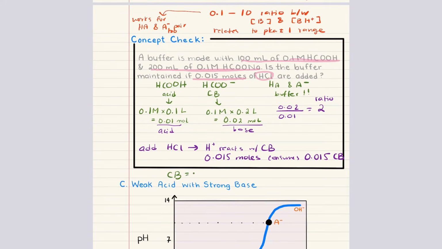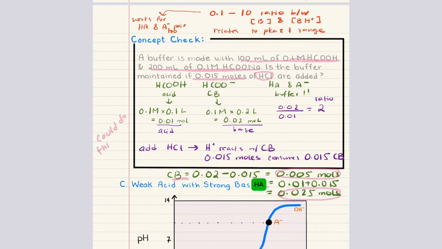So with these changes, we're going to update the total moles once the reaction has finished. So the formate remaining is equal to 0.02 minus 0.015, which is equal to 0.005 moles. The formic acid present is equal to 0.01 plus 0.015, which is equal to 0.025 moles. Both members of the conjugate pair are still present. So by definition, the solution is still a buffer.